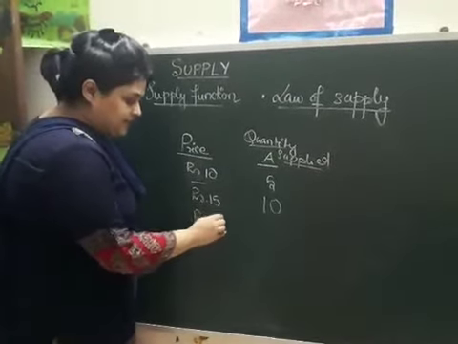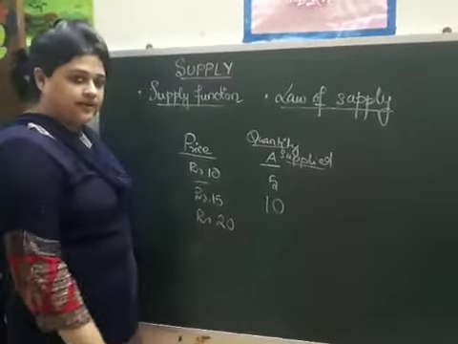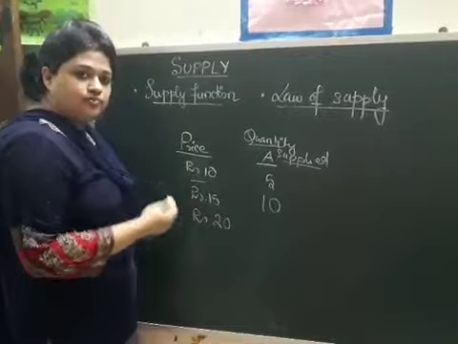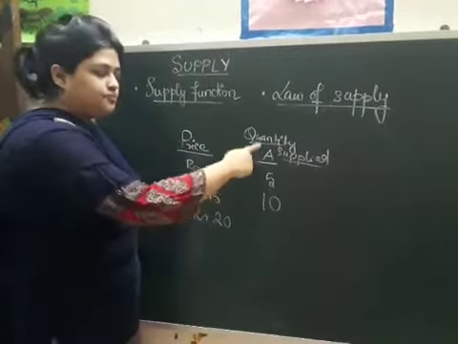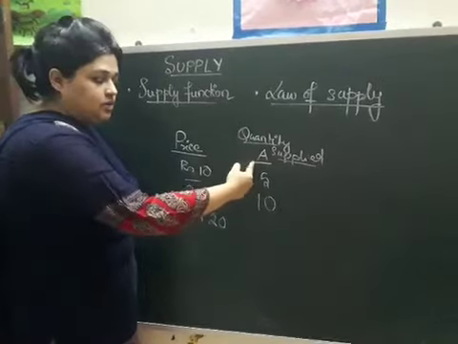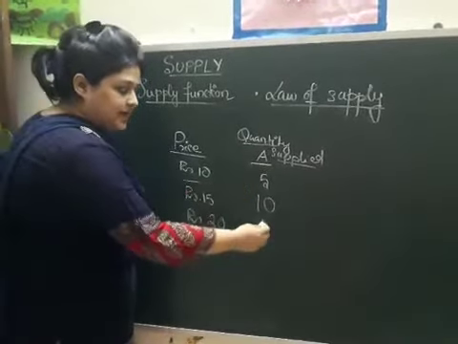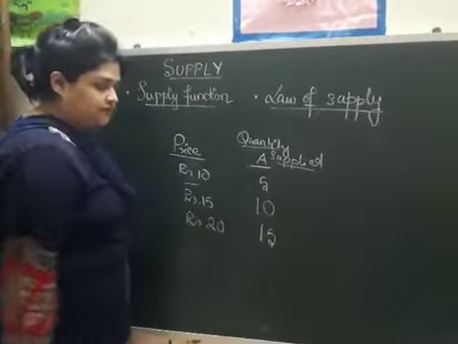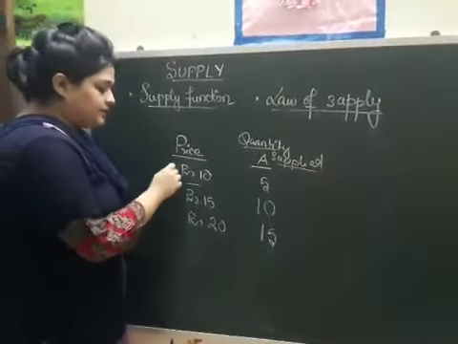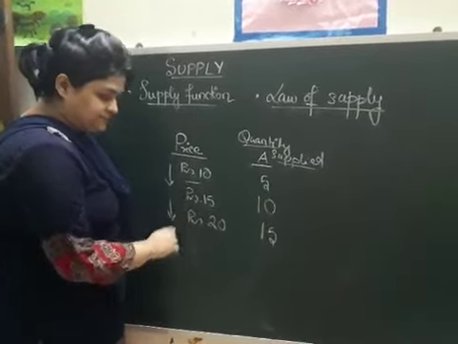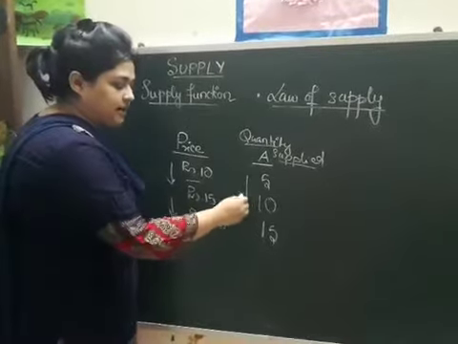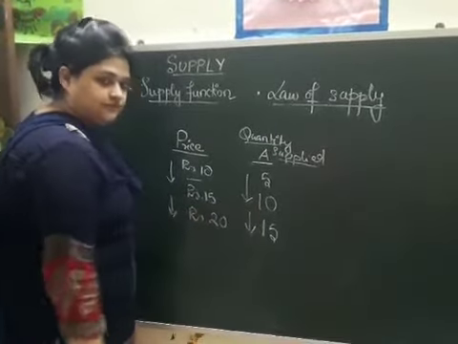Suppose the price again increases by 5 and it becomes 20. So when the price is rupees 20, there is more profit from selling A. So the producers' willingness to supply quantity of A will increase, and suppose it becomes 15. So from here you can get one thing very clear, that when prices increase, then the producer's willingness to supply in the market also increases.